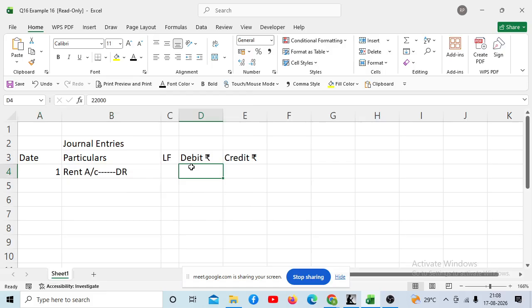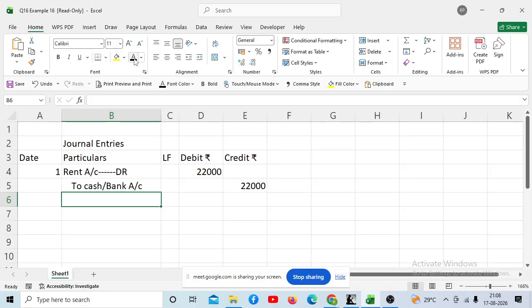Okay, and how much is the rent? 22,000. And if we are paying rent, what will reduce? Money will reduce, that is, an asset will reduce. So we have to credit cash or bank.